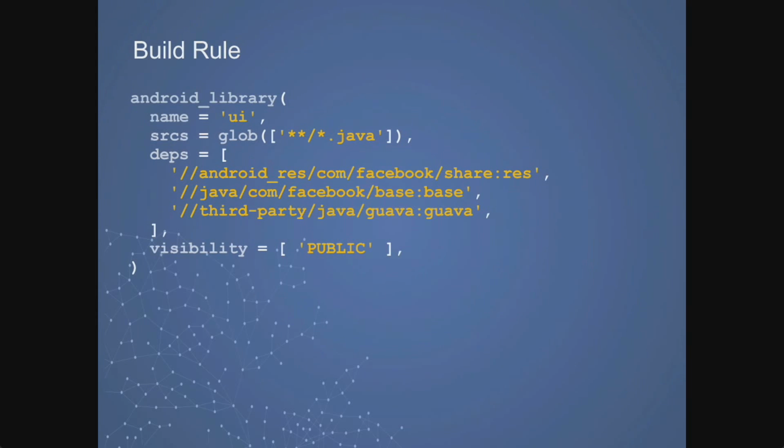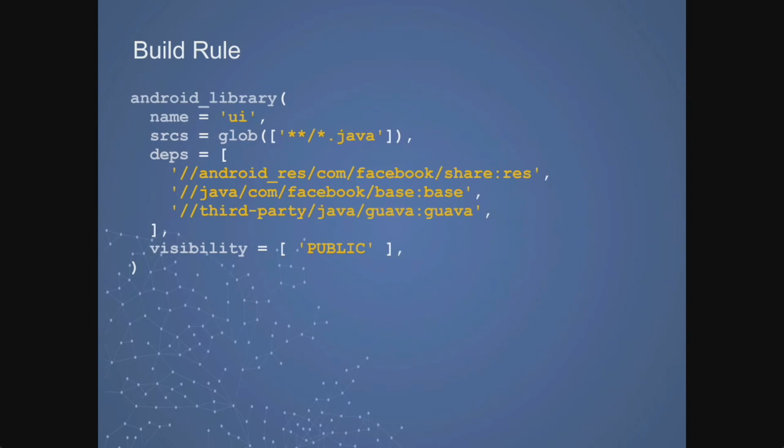So yeah, what does a build rule look like? It looks like that. This is how we build a library for Android. They're called UI, so the one that we had before. We do a recursive glob over the directory structure underneath where this rule is declared. So it's not over the entire tree, it's just over the subtree beneath this. We have a series of dependencies, which are declared there, and visibility.